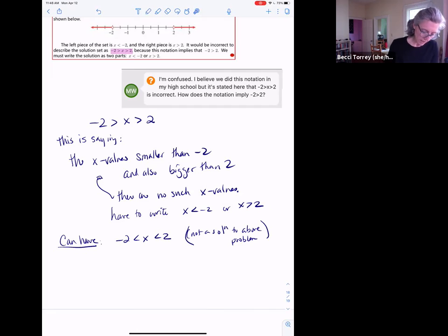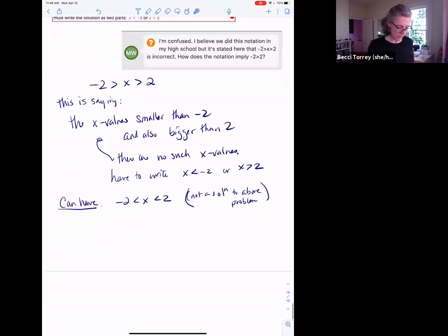Because these are x values that are bigger than minus 2, but also less than positive 2. And there are plenty of them. There are infinitely many, 0 and 1 and minus 1 and 1/2 and 1/4 and pi over 2 and square root of 2. And there are infinitely many numbers in this range. So this is a valid range, but this one, which looks very similar, doesn't make any sense because there are no such x values. So that's what they're trying to get at with the notation. You just have to be careful.